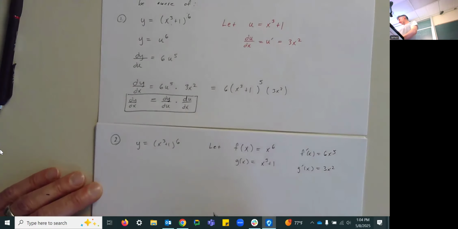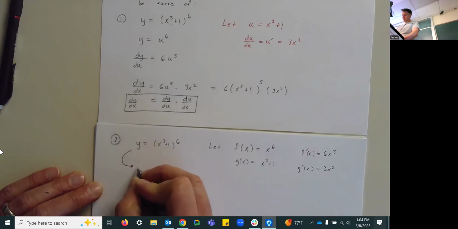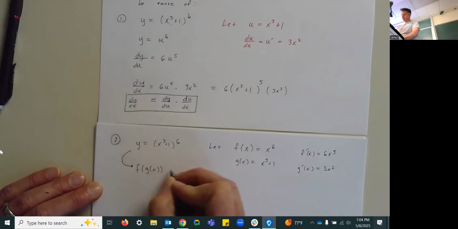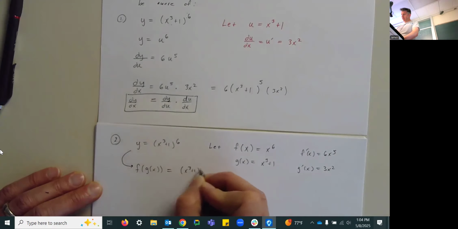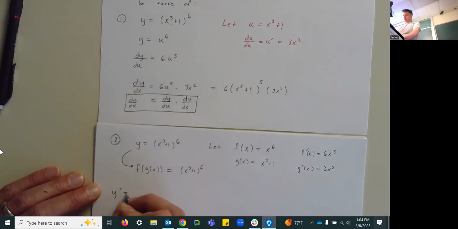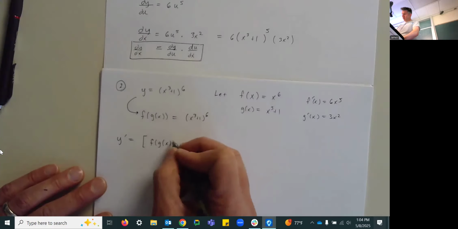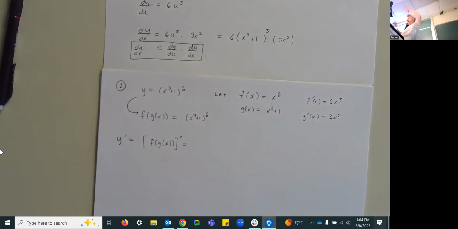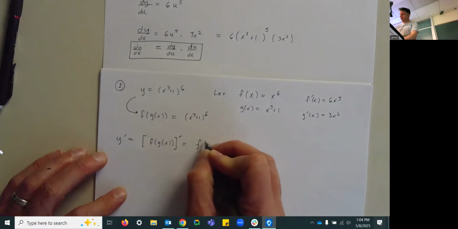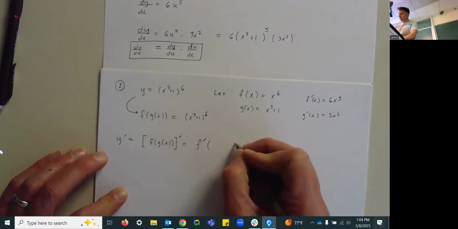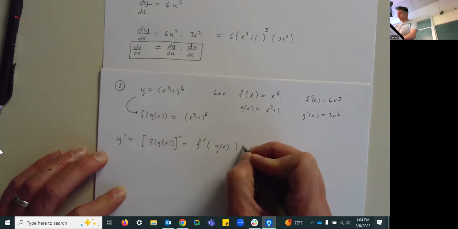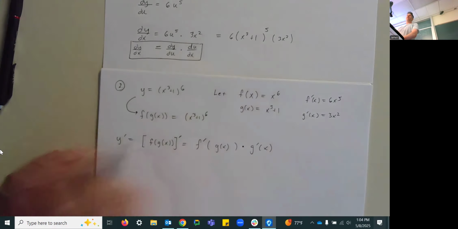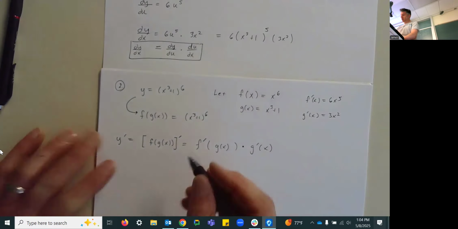And then if we rewrite this as f of g of x equal to x cubed plus 1 to the 6th, then our derivative is going to be the derivative of f of g of x, which using the official chain rule formula is the same thing we've been saying this whole time. It's the derivative of the outer function, leave the inside stuff alone, multiply by the derivative of the inside stuff. I'm going to say it like 100 more times probably, but that's the idea.